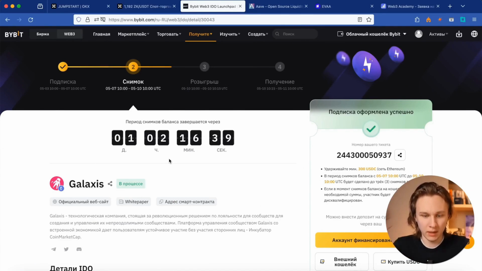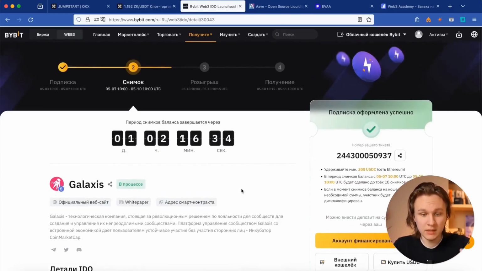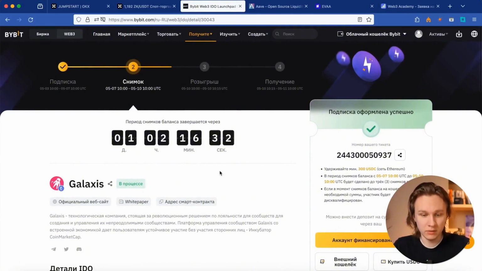Moreover, even if you have a large capital, you can still earn good money here because if you deposit $200, it sometimes happens that you can catch 20, 30, 50x on an IDO, and that's already a nice amount.